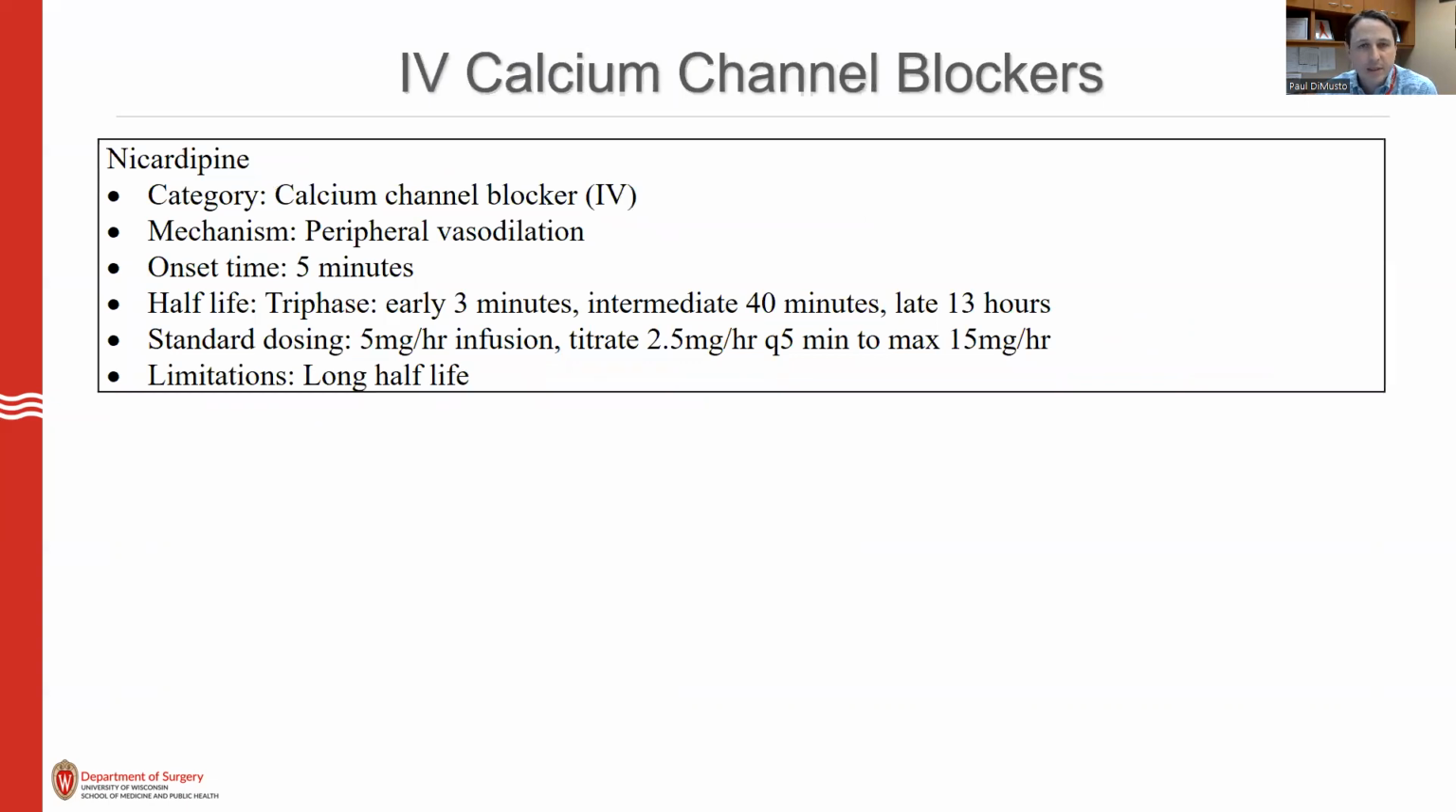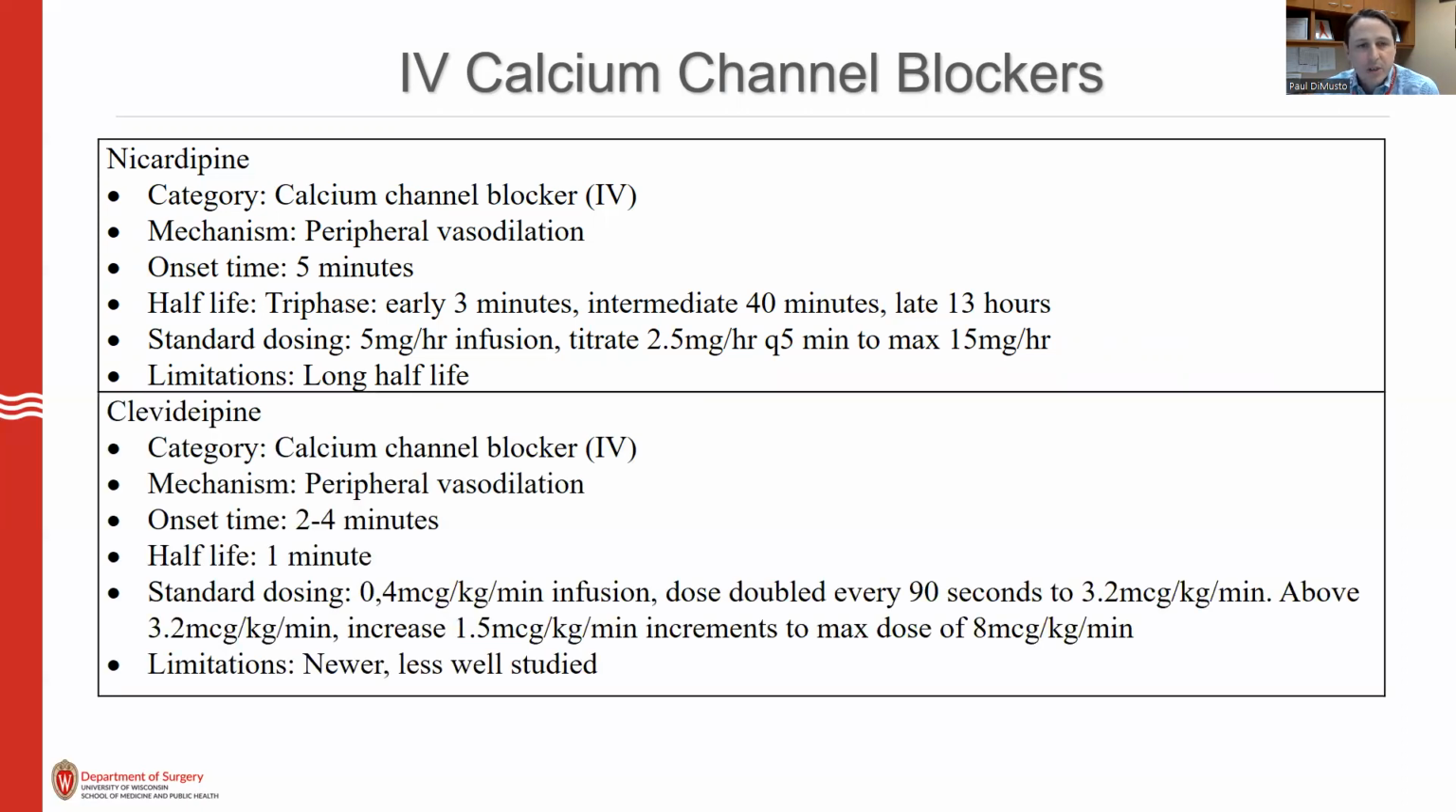IV calcium channel blockers, nicardipine is the tried and true that's been around for a long time. Again, it can have a quick onset, but can have a relatively long half-life. This can be titrated, but much less quickly than some of the other medications. However, this can work fairly well. Clevidipine is a newer IV calcium channel blocker that has a very short half-life and can be titrated on the order of minutes. However, this is, again, very expensive and can lead to volume issues. Also, with it being a newer drug, it is less well studied.